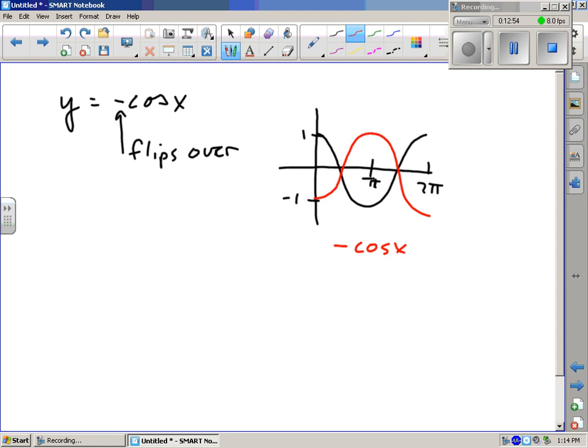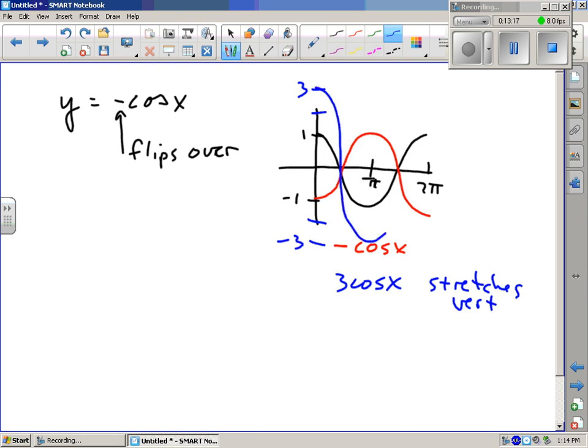If I have a 3 in front, so 3 cosine x, what that does is it stretches the graph vertically. So instead of starting at 1, I would start at 3 and go down to -3. So my normal wave would still cross through the same zeros, but it stretches. So think of putting a nail in it here, the rubber band, and then stretching it this way and this way. So that's what happens when you put a number in front. That's basically where you start the wave.